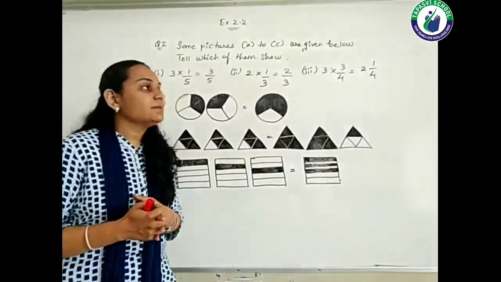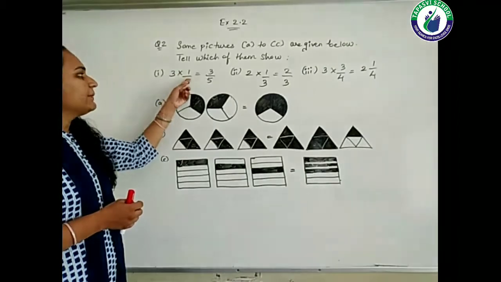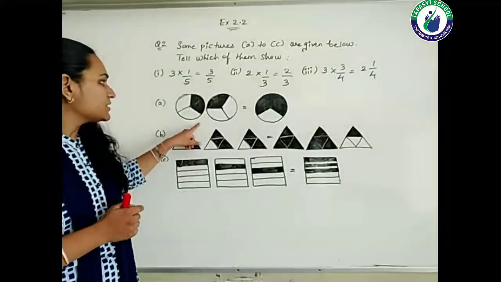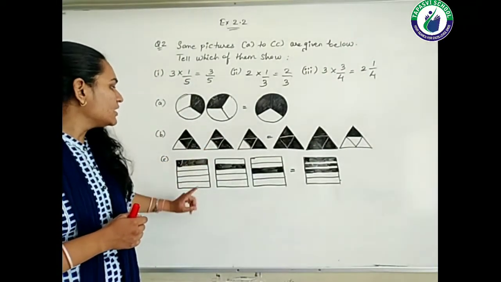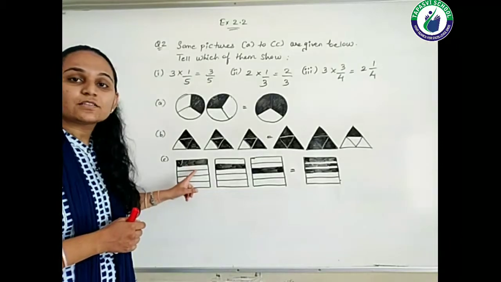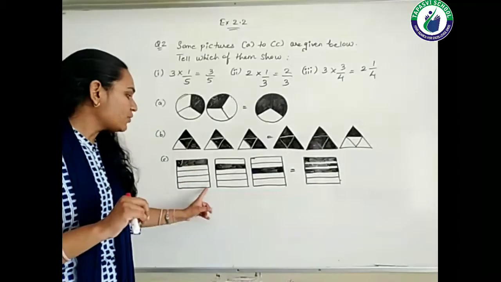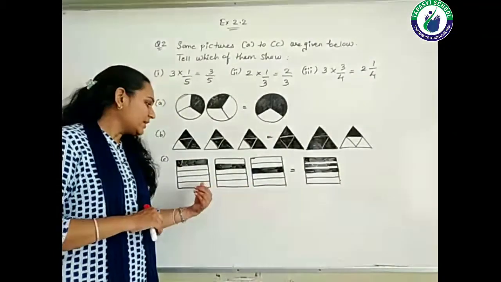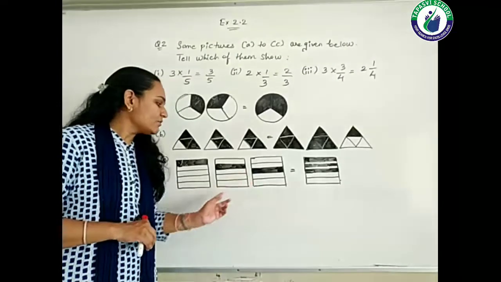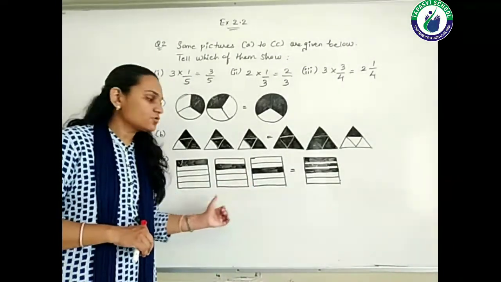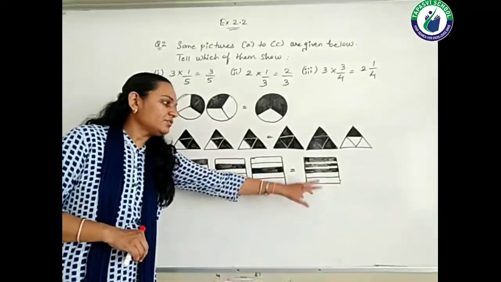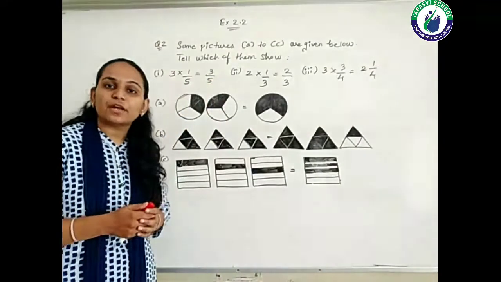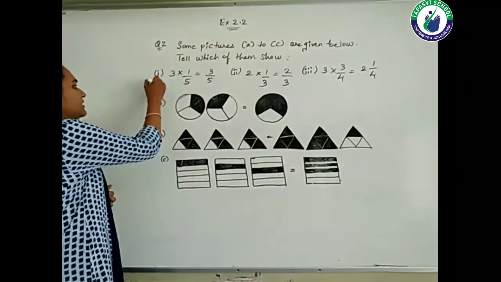So let's see one by one. Okay, first one, 3 into 1 upon 5. So first we'll focus on 1 upon 5. In which of the pictures can we see 1 upon 5? This one, no. This one, no. This one, yes. Out of 5 parts, 1 part is shaded. And how many such are there? 3. See, 1, 2 and 3. Right? So if you combine them, students, 1 by 5, 1 by 5 and 1 by 5. So total 3 are there. That means out of 5, 3 parts are shaded. So 3 into 1 upon 5 is equal to 3 upon 5. Right? So the answer of the first one is C.